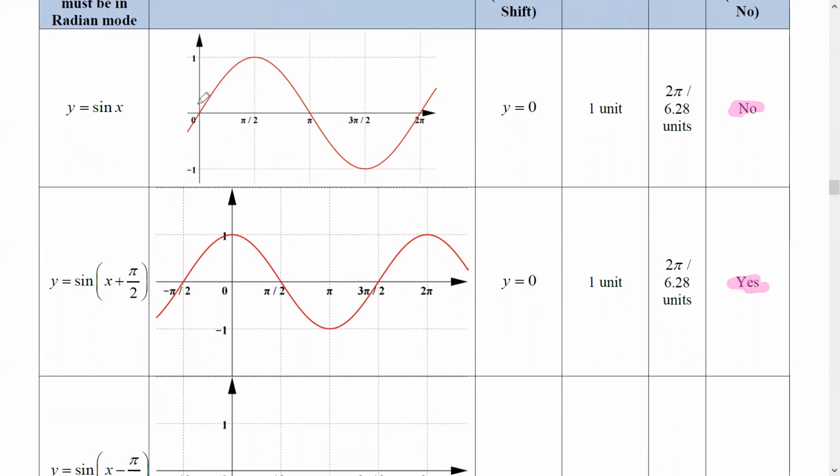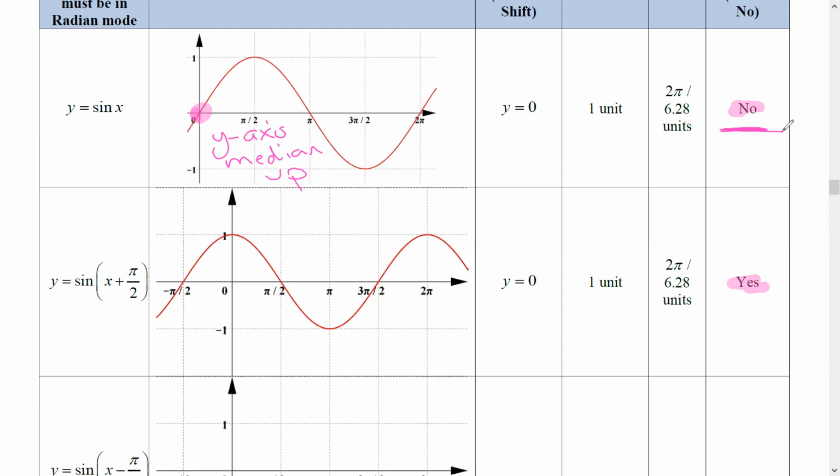Okay, the very first one here, it hasn't been moved. It starts on, I'm going to write this down, it starts on the y-axis and the median going up. That means it has not been moved.